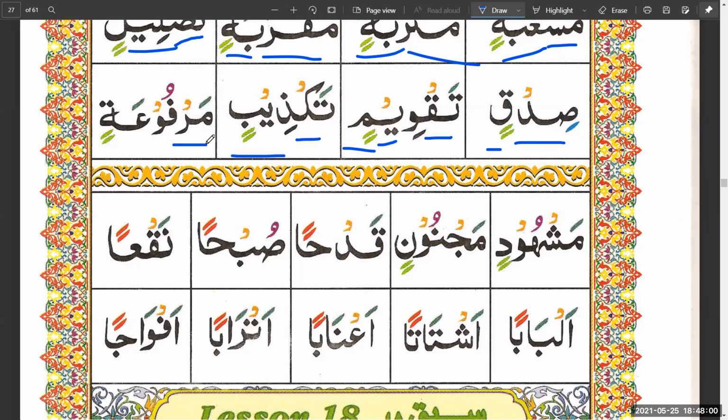Next one, mim fatha ma, ra with a sukoon, mar. Then fa dhamma fu, wow with a sukoon, and that connects to the dhamma, so fu. Then ain fatha a, ta to kasratin, marfu'atin, marfu'atin.